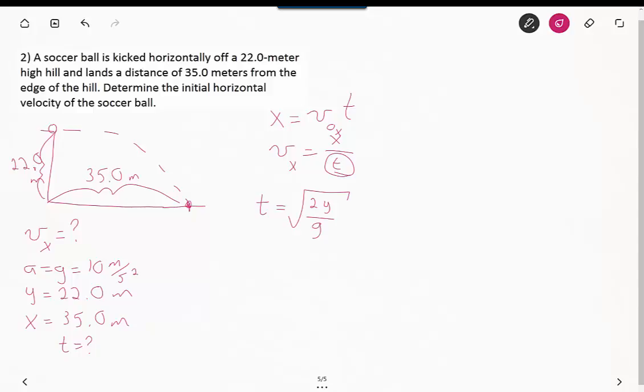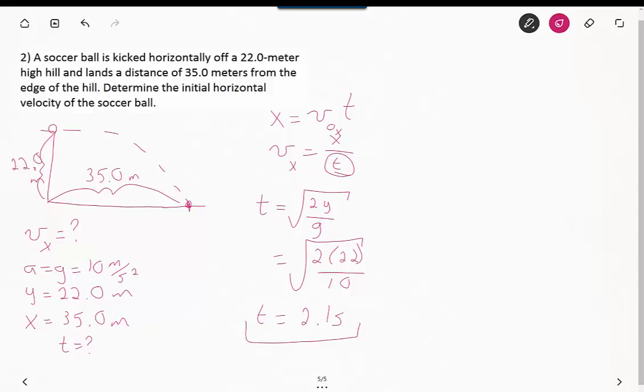Remember, it's the same amount of time whether you talk about it as the time in the y direction or the time in the x direction. It's just that if you know the y height, then it's easy to find the time it takes, just like we did in free fall. So if we plug our numbers in here, we get the square root of 2 times 22 divided by 10, which works out to be about 2.1 seconds when we round it.